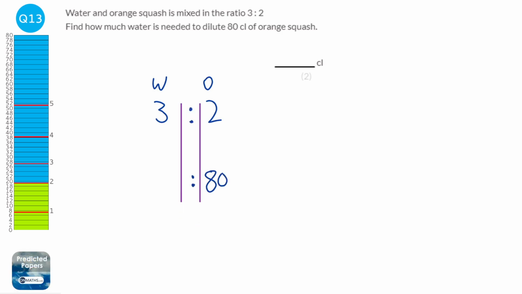So what we do is we figure out how to get from 2 to 80. Well, we're going to times by 40. And if I times that side of the ratio by 40, I've got to times the left-hand side by 40 as well. 3 times 40 is 120. So I'm going to need 120 centilitres of water.